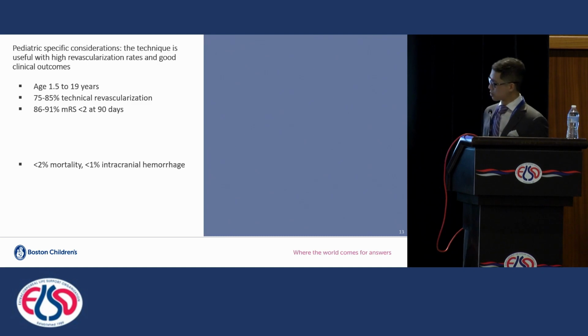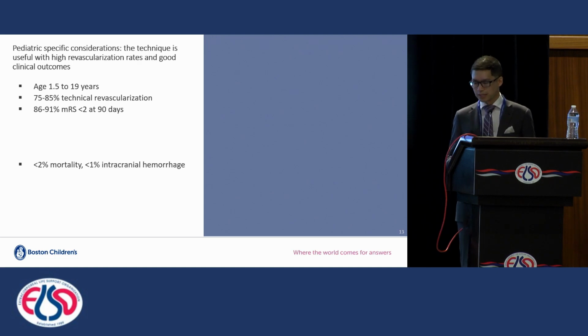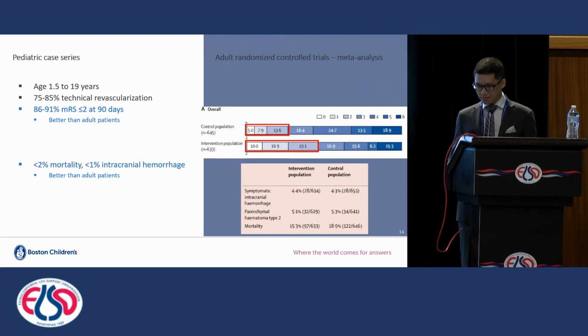And we can accomplish this with still low morbidity and mortality, so less than 1% with hemorrhages from the procedure and less than 2% with mortality after thrombectomy. This is actually better than what we saw in the adults, which was somewhere around the 70% functional outcome and approximately 1-2% morbidity and mortality as well.